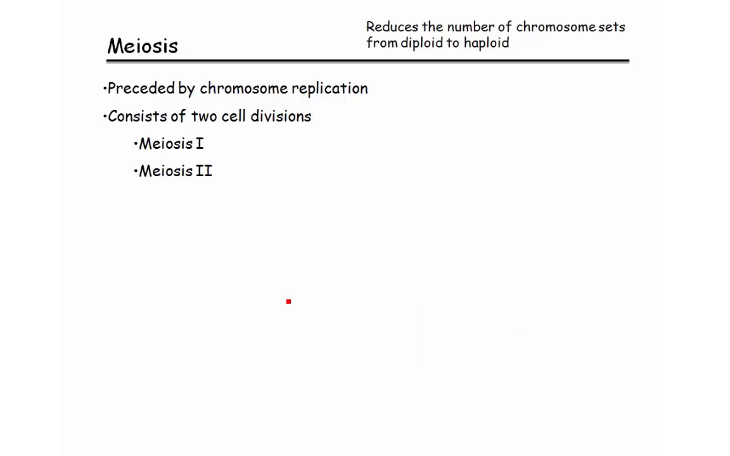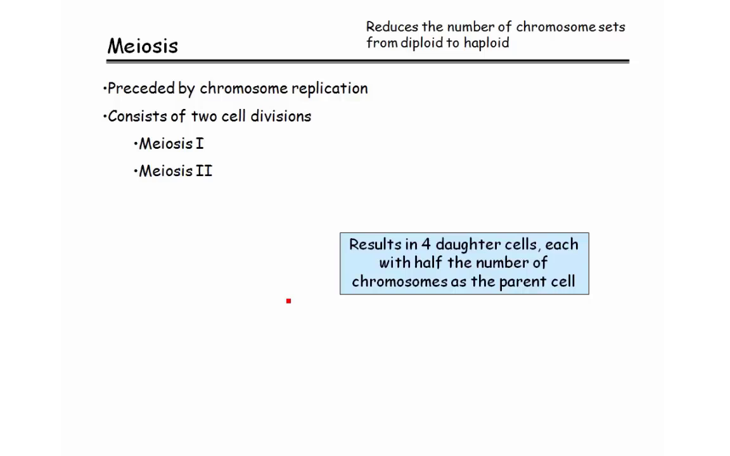Now, as we talk about the actual process of meiosis, this is going to be preceded by chromosome replication. That would be in the form of an interphase, which will be identical to the interphase that we had before. And then we're also going to have two actual cell divisions. We're going to call those meiosis 1 and meiosis 2, and they will be dividing different things. The end result of this process is that we should get 4 daughter cells, and each cell is going to have half the number of chromosomes as the parent cell.